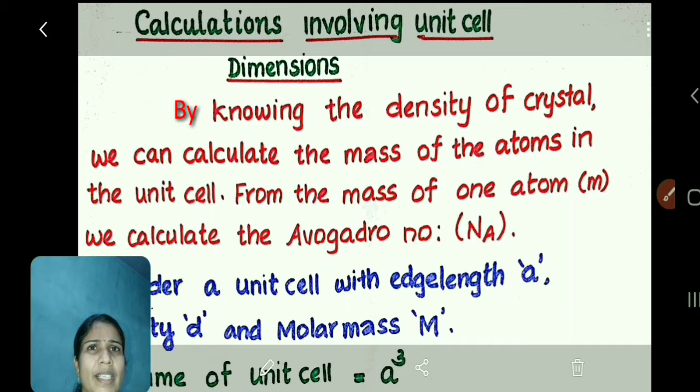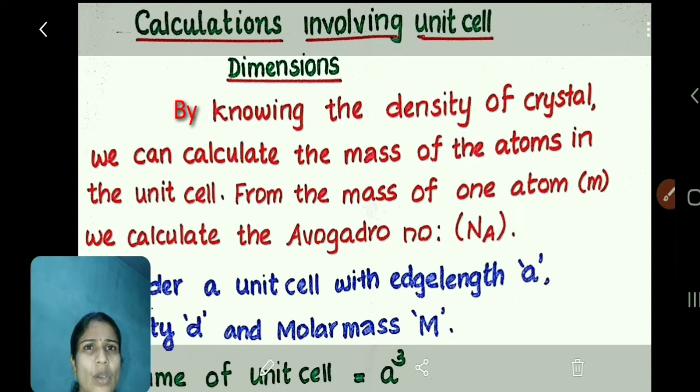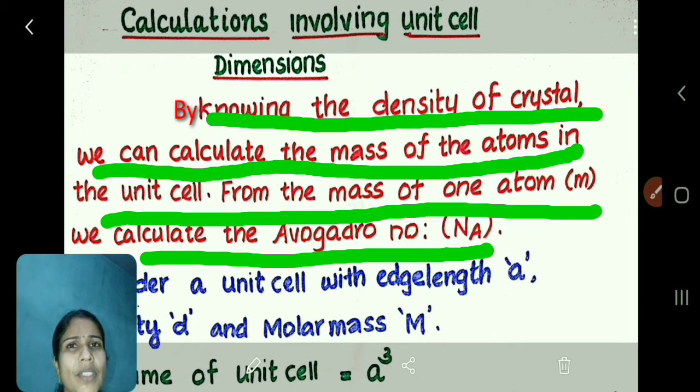Next our portion is the calculation involving unit cell dimensions. This is the numerical portion of the first chapter, the solid state. Here we mainly calculate the density of the crystal. Knowing the density of the crystal, we can calculate the mass of the atoms in the unit cell. From the mass of one atom, we can calculate the Avogadro number Na.